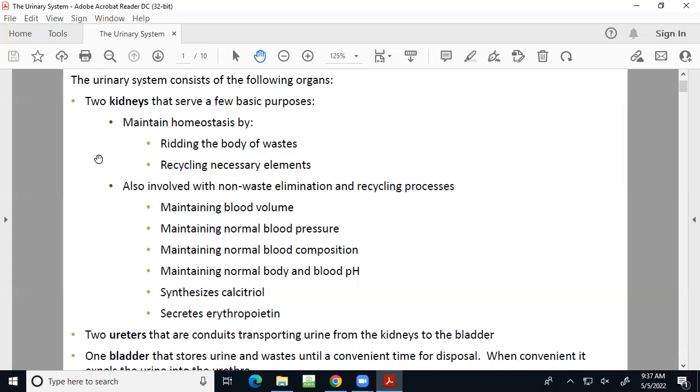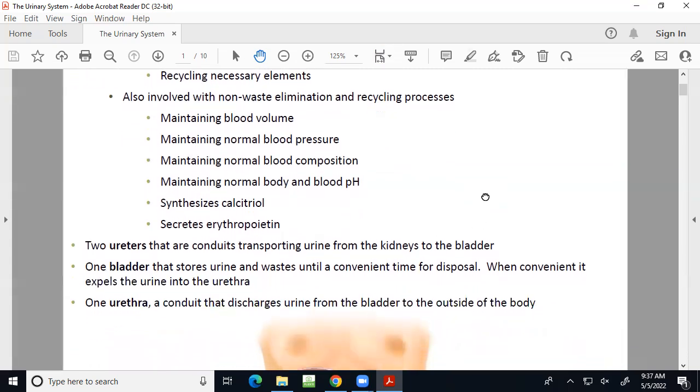With regards to non-waste elimination and recycling processes, our kidneys help maintain our blood volume, which refers to the amount of blood that we have. And if you think back to when we talked about blood, we learned that blood was about half water. And so essentially, by either conserving or peeing out more water, that's going to affect our blood plasma, which therefore affects our blood volume. Okay, that's going to help regulate blood pressure in itself. And the kidneys also release a chemical called renin that is going to be part of a really complex cascade of events that will elevate your blood pressure. So that's a way that the kidneys can also regulate blood pressure.